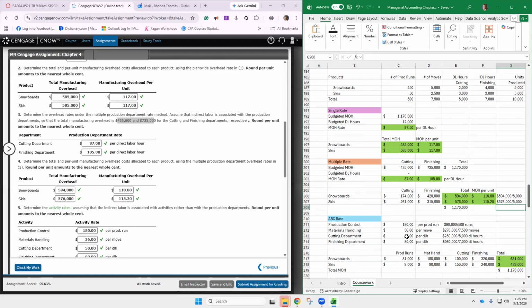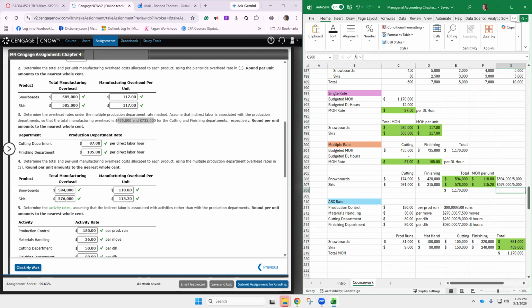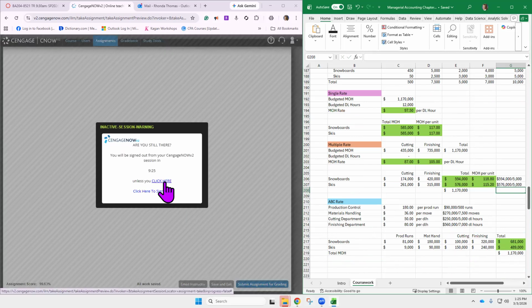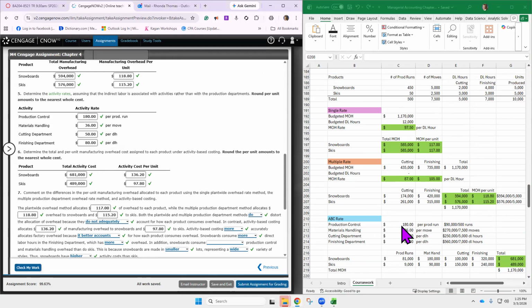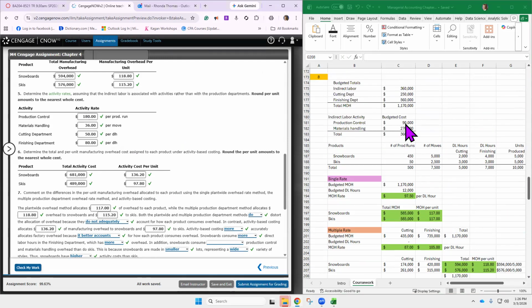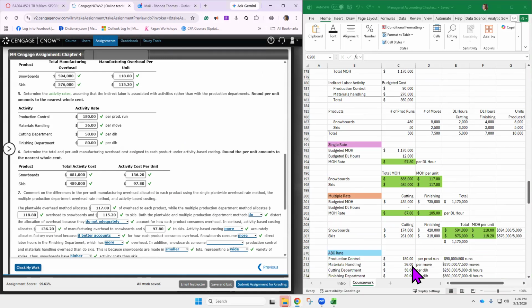Now we're ready to do it based on our activity rate. So yes, I'm still here. Don't you dare let me go. Okay, so here comes the rate. You said, how did you get the rate? Well, they divided out. Production control is 90, divided by 500 runs, because remember, 500 runs is the total. So that's how much it is per run.